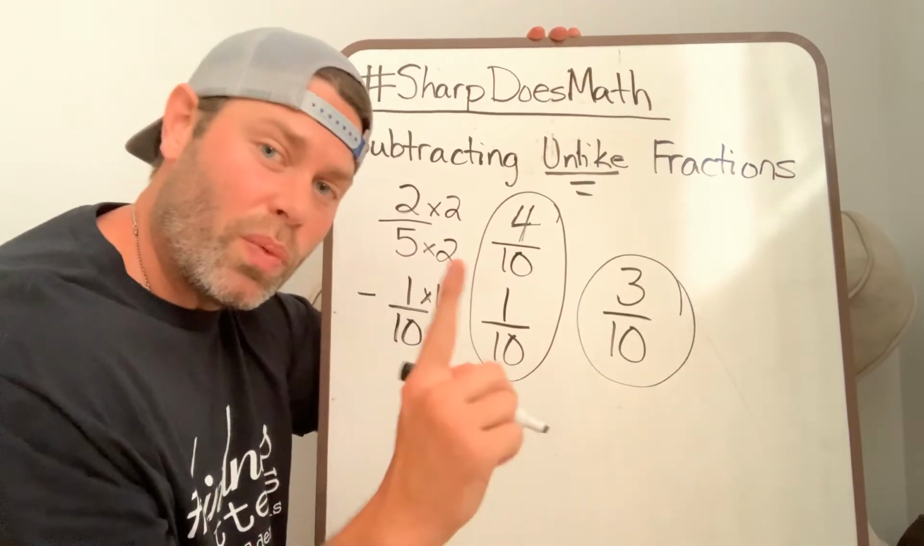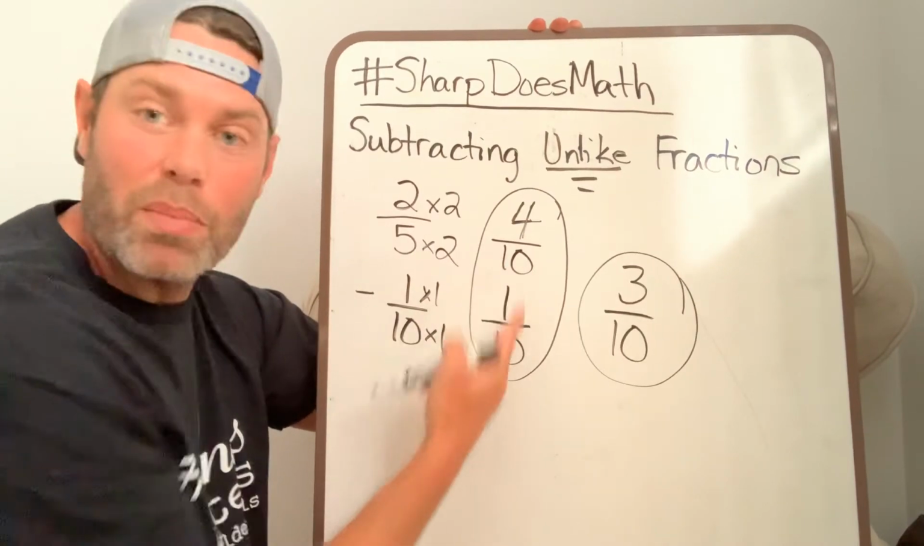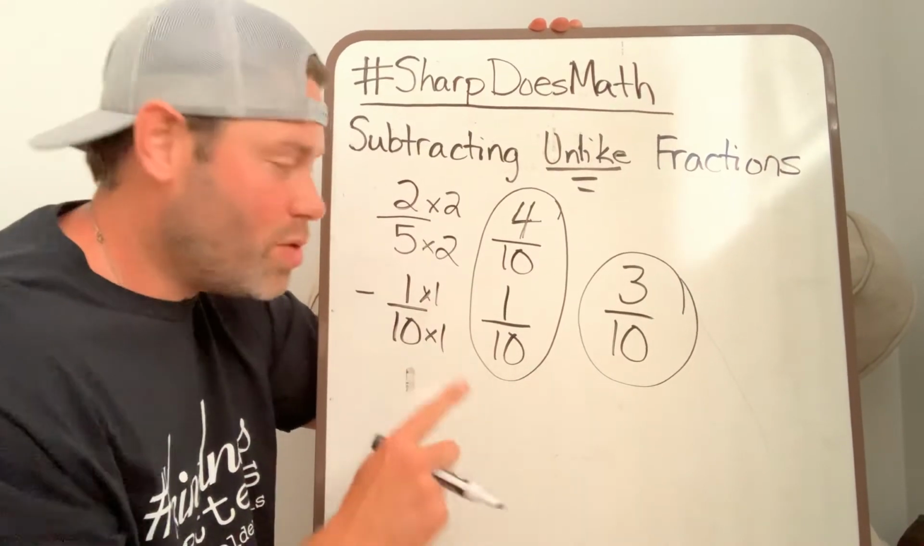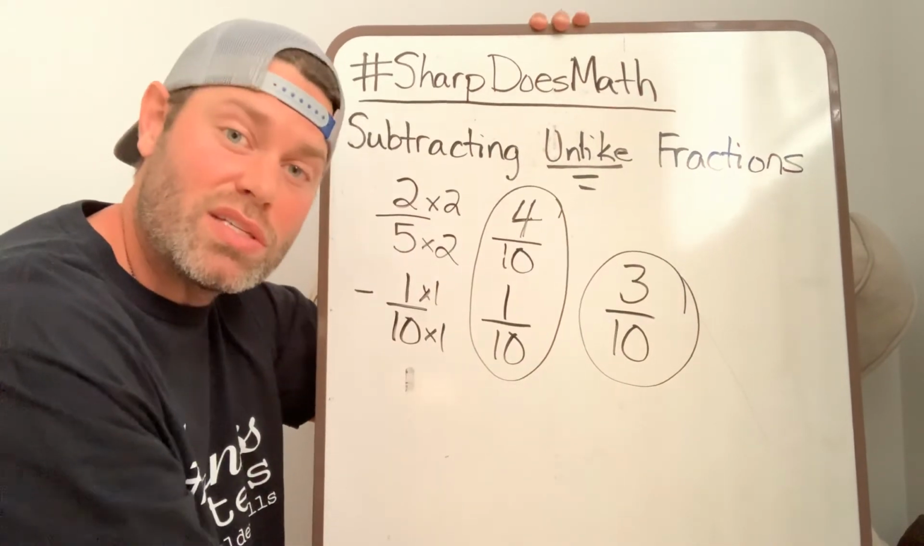Okay, so step 1, you have to make the denominator the same. You have to find a common multiple to use. Once you have the same number in the denominator, then you can subtract, okay? And make sure it's in simplest form.